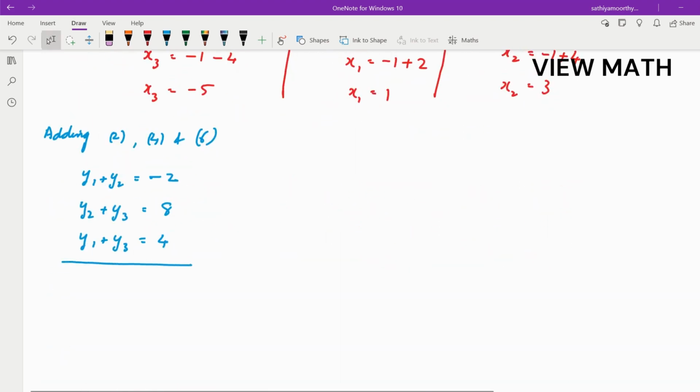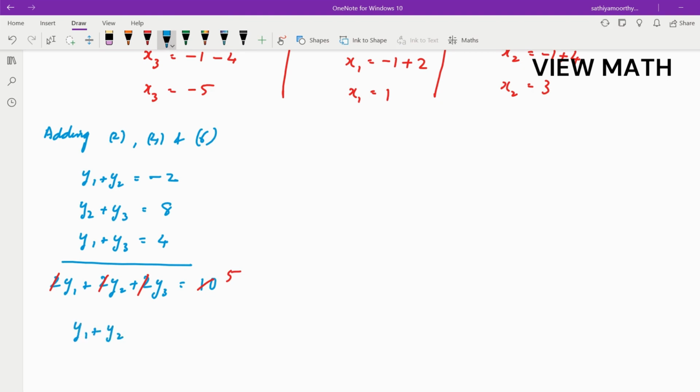So let me add all the three equations. Here 2y1 plus 2y2 plus 2y3 is equal to, if I add this, 8 plus 4 is 12, 12 minus 2 is 10. Now 2 is common throughout. Let me cancel the 2, 5 times. So the equation becomes y1 plus y2 plus y3 is equal to 5.